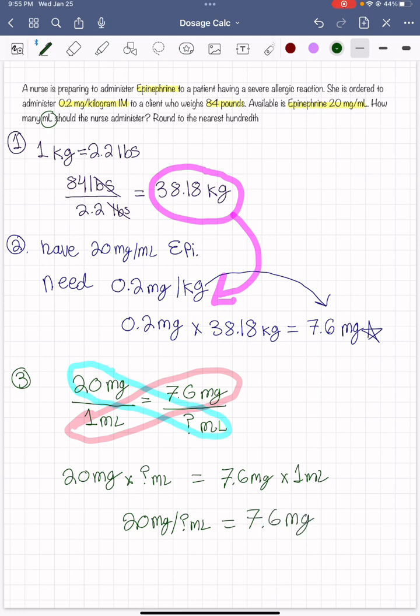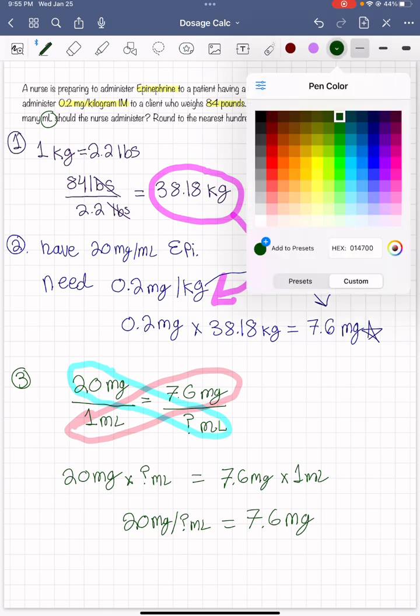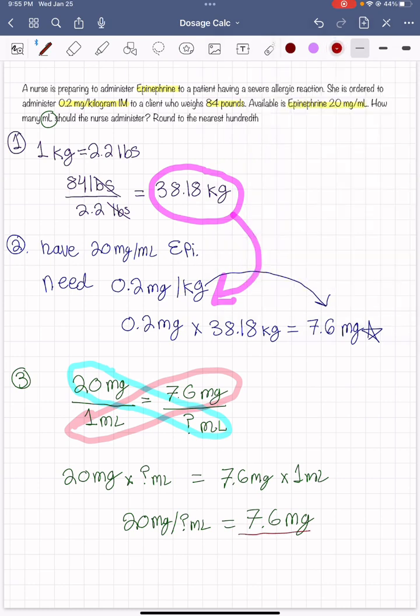How do we get milliliters alone? We're going to divide 7.6 over 20. Our milligrams cancel out. We are left with milliliters. So our unknown milliliter is going to be 0.38.